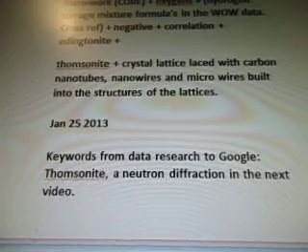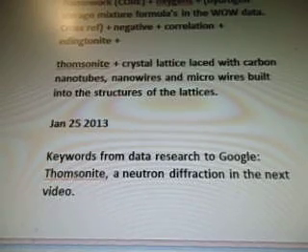Yeah, January 25th. Keywords from the data I'm going to search in the next video are Thomsonite and neutron diffraction.